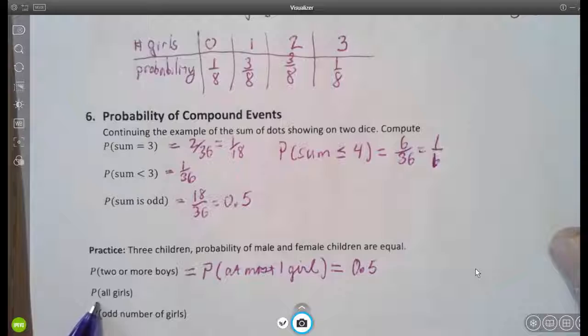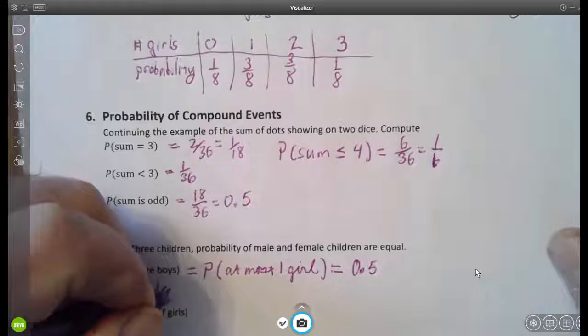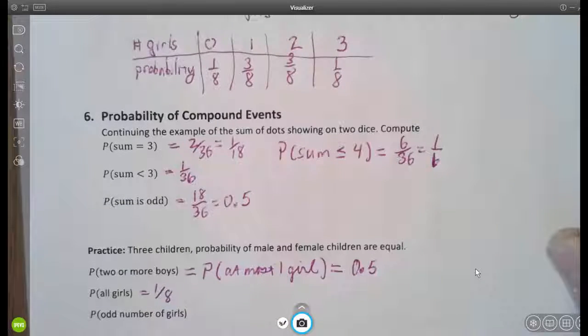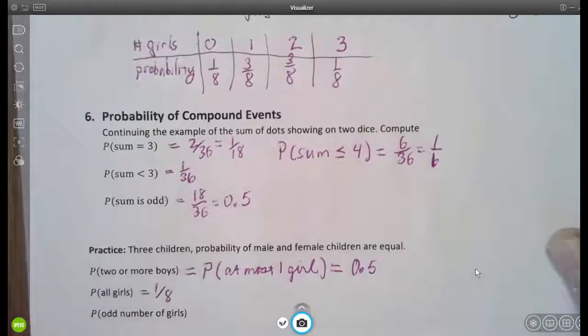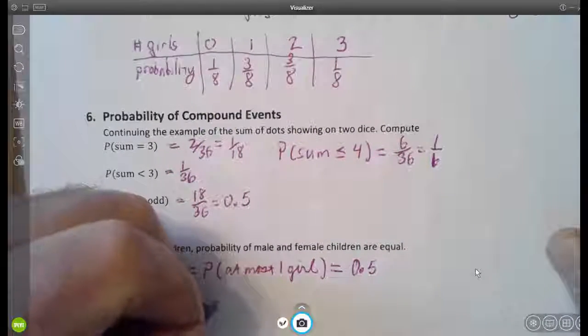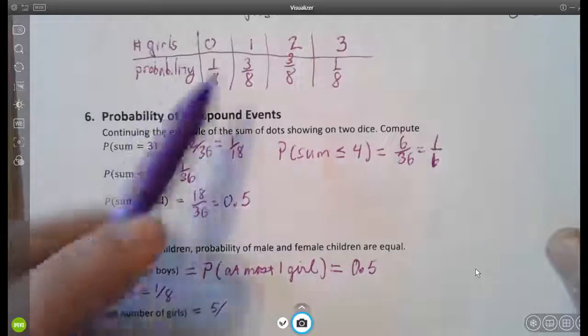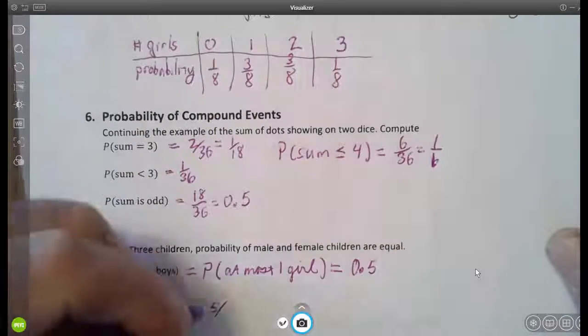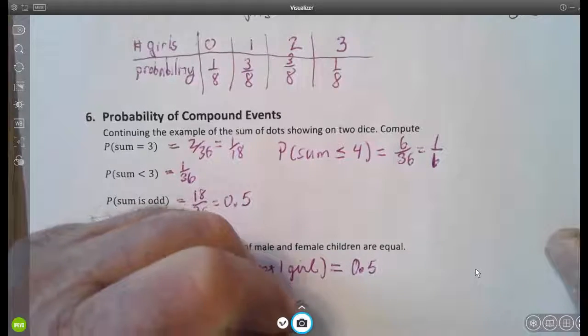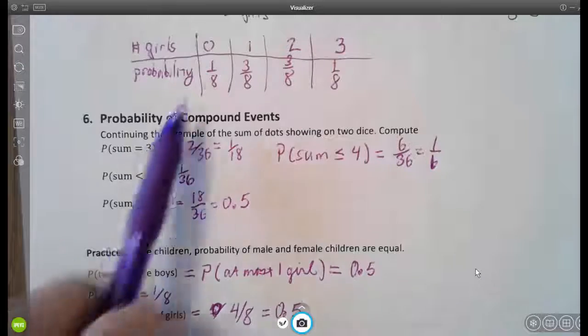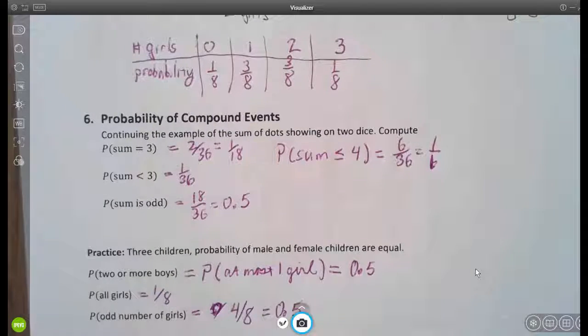The probability of all girls, well, that'd be 3, 1/8. And the probability of an odd number of girls, 1 or 3, so 3/8 plus 1/8 is 5/8. Let's try that again. 3/8 plus 1/8 is 4/8, or 1/2 again. So that's how we can use these probability distributions once they've been constructed to answer a number of problems, and it does tend to make things move along quickly.